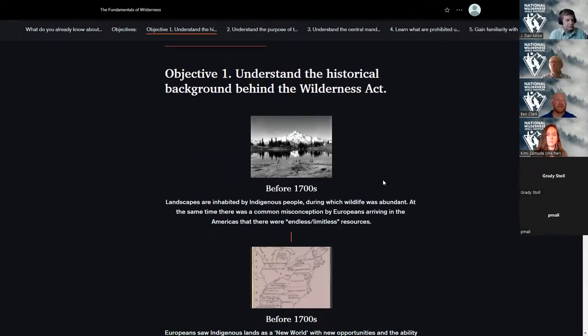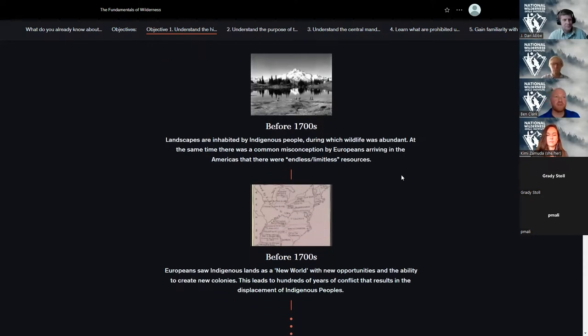I will say at this point, as we continue the waterfall timeline here, I use indigenous, Native American, and American Indians interchangeably. I'll try to have two dates up there so that you can see the one we're talking about and the one we just went over as well. Continuing with the same time frame before the 1700s, Europeans saw indigenous lands as a new world with new opportunities, and with these new opportunities, they saw a chance to create new colonies. And this leads to hundreds of years of conflict that results in the displacement of indigenous peoples.